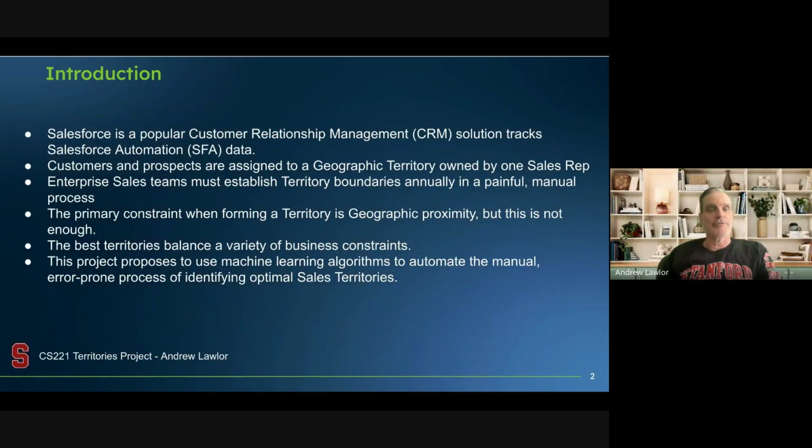As an introduction, Salesforce is a popular customer relationship management platform that tracks sales force automation data. Customers and prospects are usually assigned to a geographic territory owned by one sales rep. Enterprise sales teams must establish territory boundaries annually in a painful manual process, where a primary constraint when forming these territories is geographic proximity, but this is not enough. The best territories balance a variety of business constraints. This project proposes to use machine learning algorithms to automate the manual, error-prone process of identifying optimal sales territories.